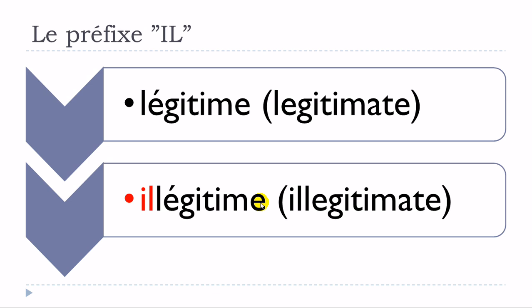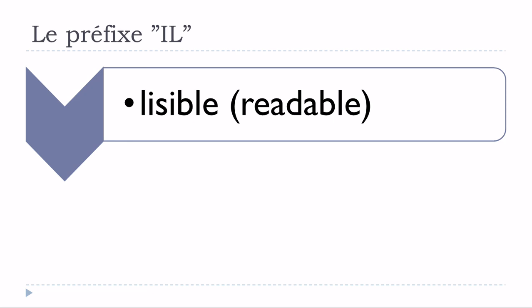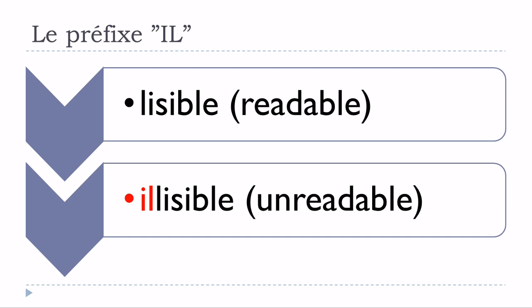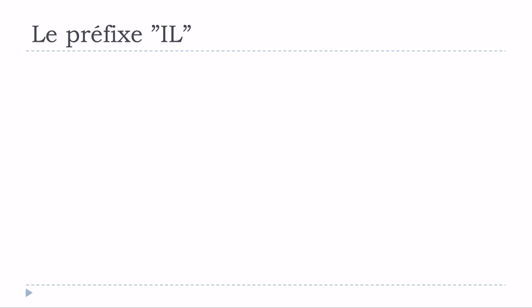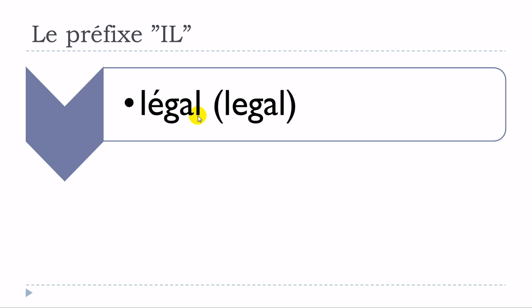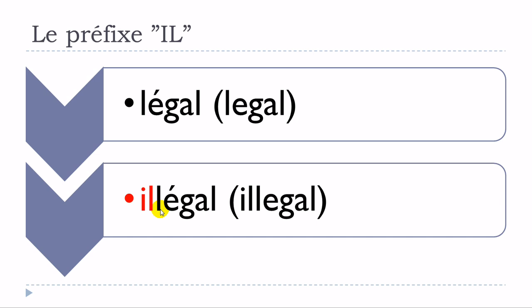Second example, lisible, okay, lisible, and then same idea. You just add this il in front, and then you get illisible, illisible. And the last one, légal, okay, légal, exactly the same concept. You just add this il in front of légal, and you get illégal. Okay, so of course, you understood that we add this il here because the original word is starting with L. Okay, so that's the reason why you will have this E and then L. All right, so légal, illégal.